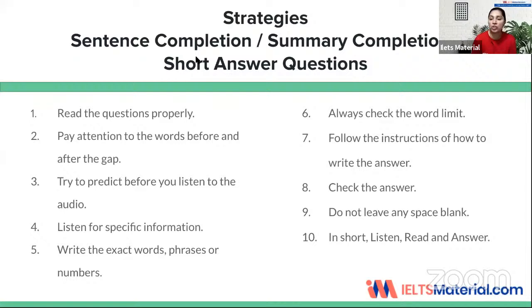This especially goes to the question types like multiple choice questions, or just writing the correct letter. Just make sure that you are not leaving any space blank. You can write any letter, in case you're not confident about it or you missed out something, but just write the answer. As I said, there is no negative marking, and hence you will not be losing anything, but at least you may get a correct answer as well. In short, listen, read, and then answer. Okay, you need to listen, read the questions all together, and then answer the questions.